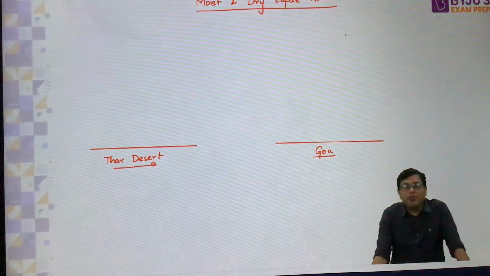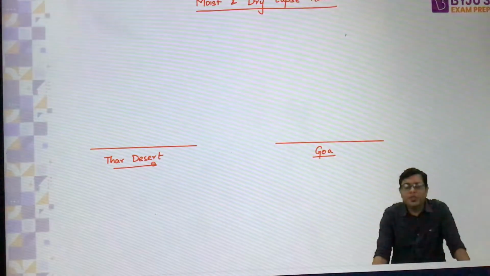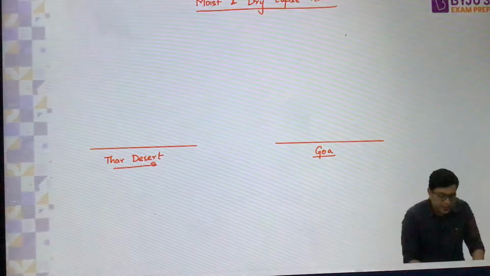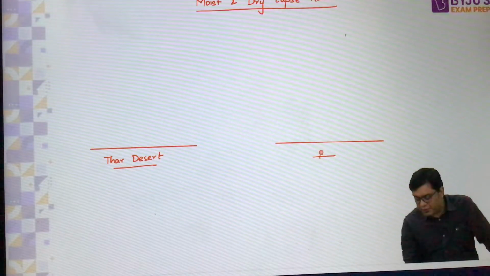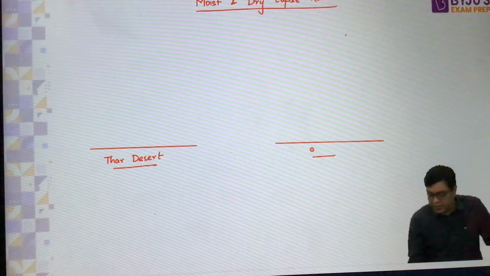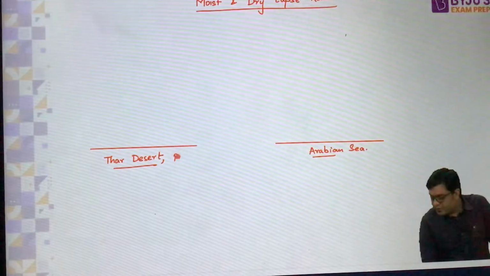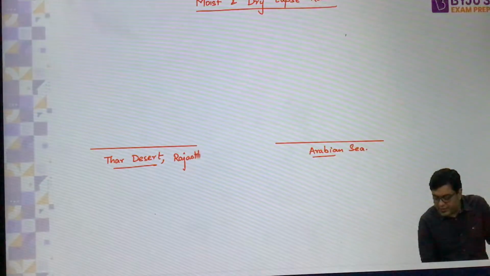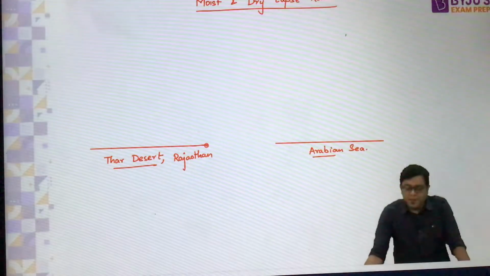Now, I have considered Goa because it is a coastal area. It has the ocean very nearby. Rather than confusing you, let's consider the Bay of Bengal or Arabian Sea. Thar Desert is where, guys? If you're asking where the Thar Desert is, it is a desert in Rajasthan.